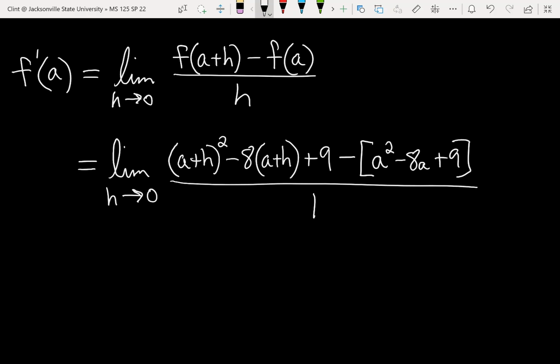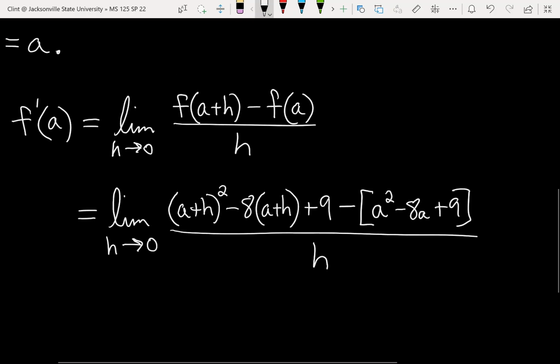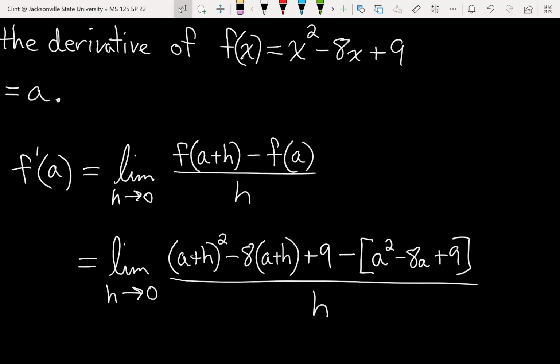All that's over h. So on both of those, on the first one, I'm substituting a plus h in for x. And on the second one, I'm substituting a.